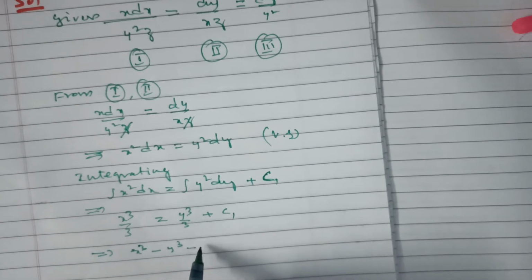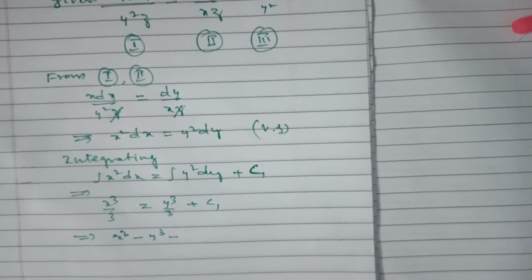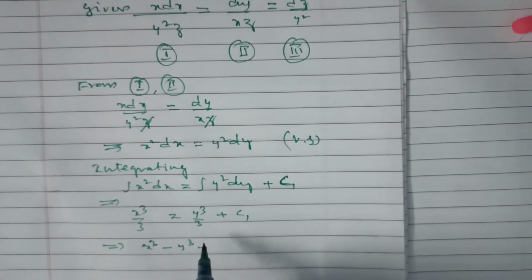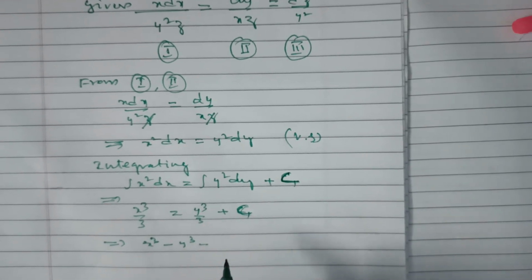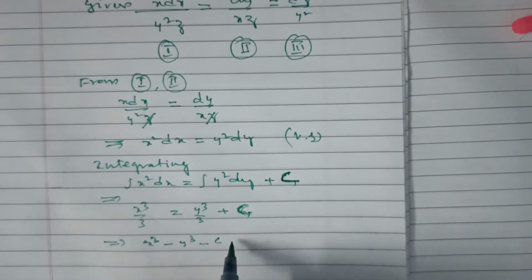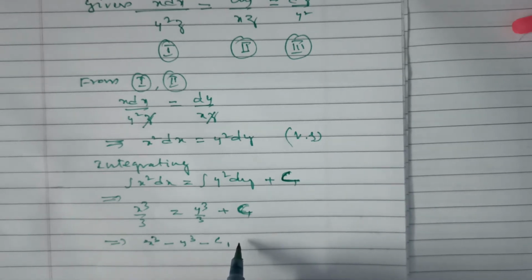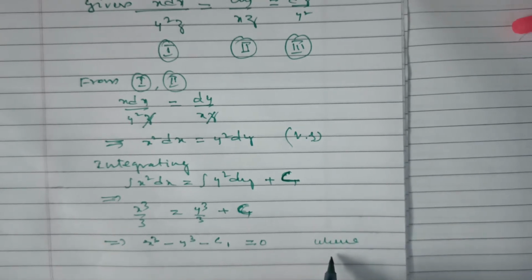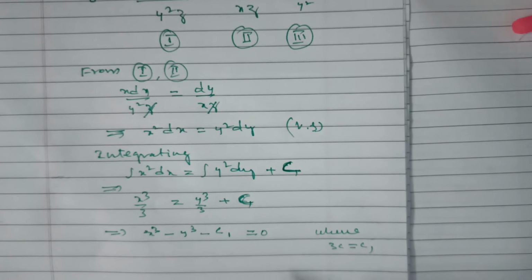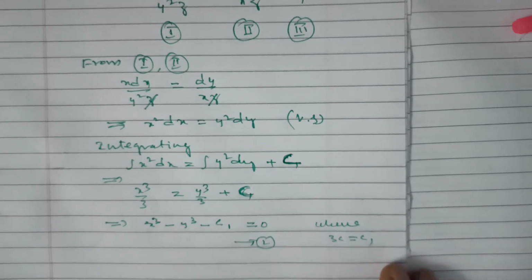minus 3c1 is equal to 0, where 3c is equal to c1. Here on integration, we are adding this term c, and this is also c. Take this as equation 2.